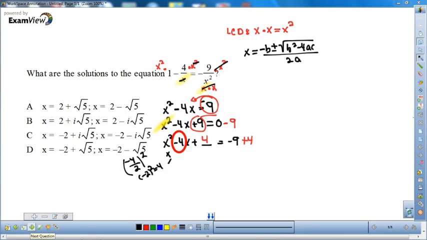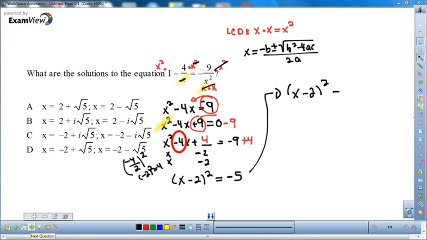So then I'm going to factor the left. Two numbers multiplied together that gives you x squared. Two numbers multiplied together that gives you 4. So I can write this as x minus 2 squared, and that's equal to negative 5.